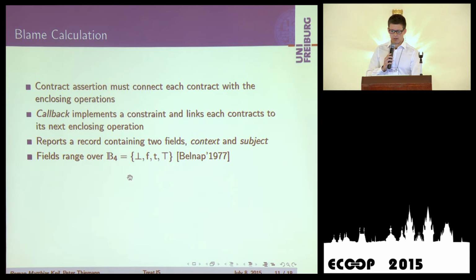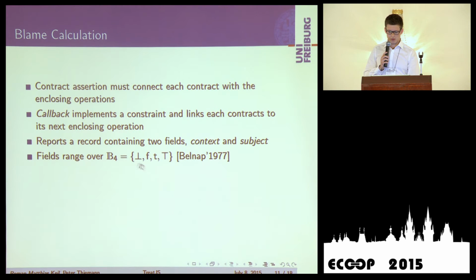Each callback reports a record consisting of two fields, a context field and a subject field, and the meaning of the fields is as follows. If the context field is false, then the contract fails and the system blames the context, whereas if the subject field is false, then the contract fails, blaming the subject. Both fields range over the set B4. This is the lattice underlying Belnap's four-valued logic, and the lattice is intended to deal with incomplete and inconsistent information.